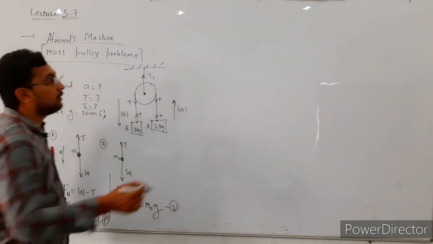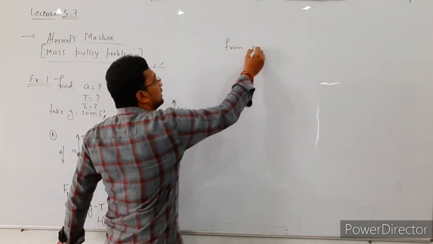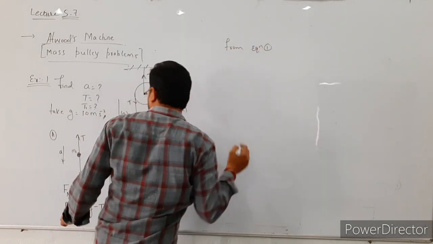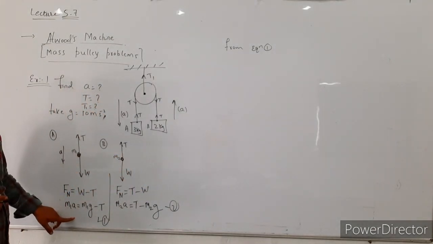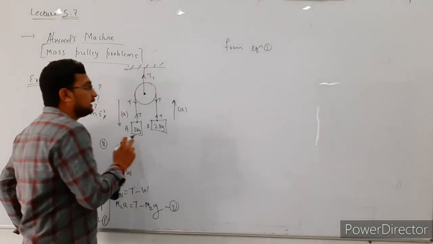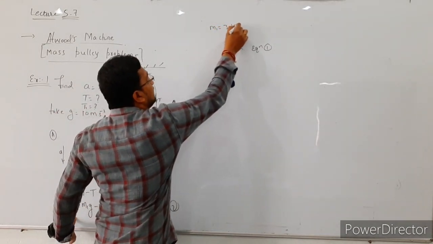Okay, so from equation number 1, m1 into a. What is the m1 value here? That is 3 kg. m1 is equal to 3 kg.